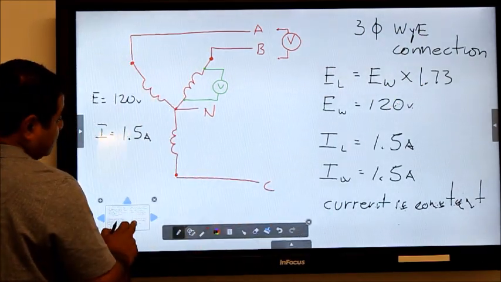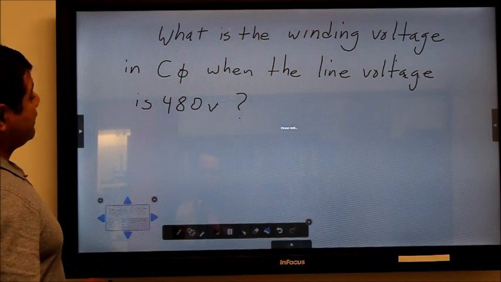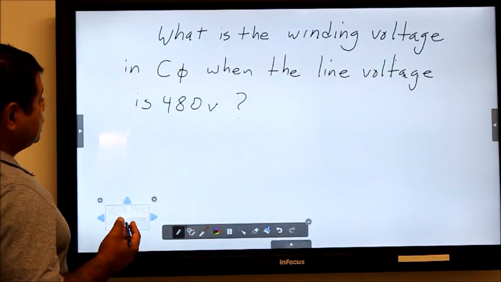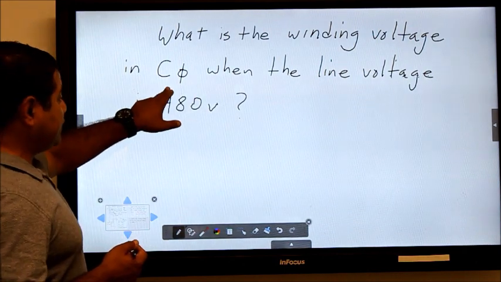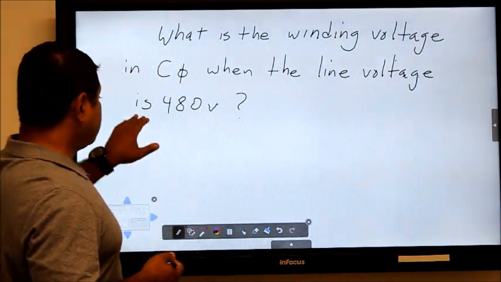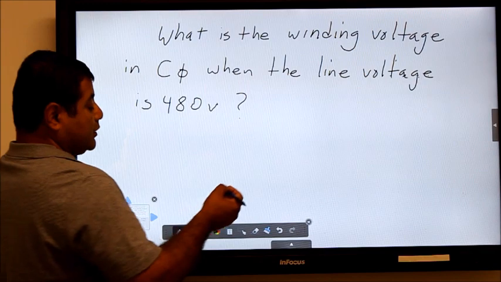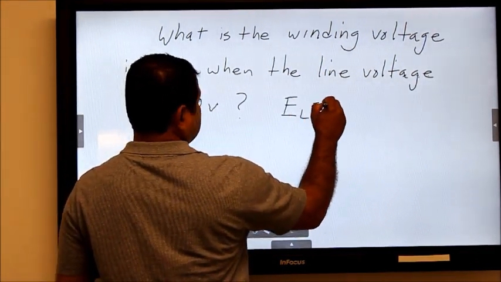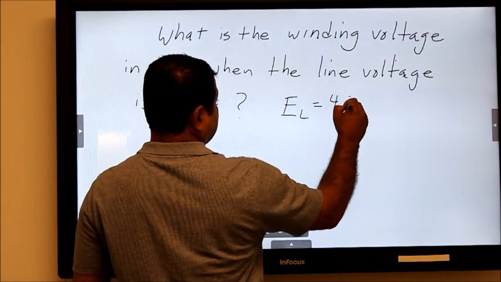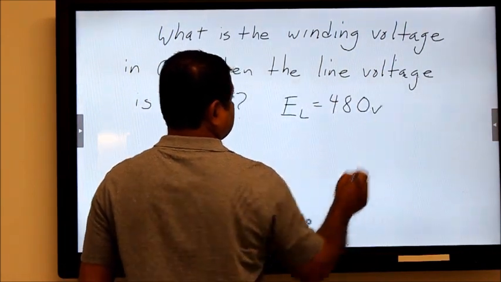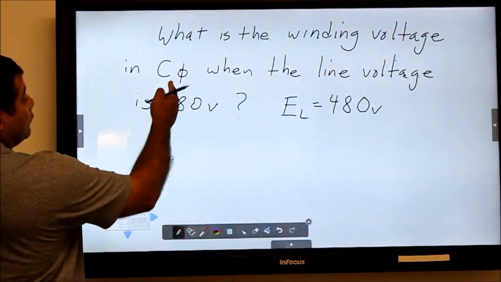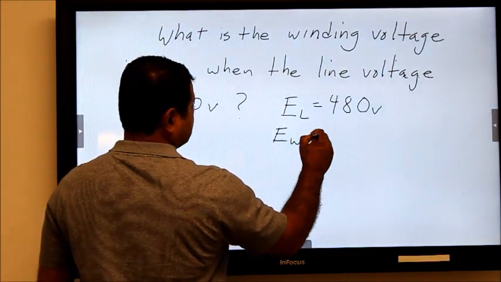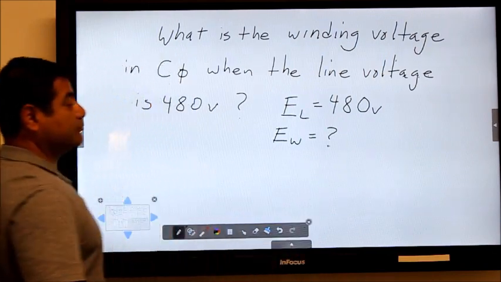So now let's look at a problem. It says, what is the winding voltage in C phase when the line voltage is 480 volts? So they give us the line voltage: 480 volts. And I want to know the voltage in C phase. So that's my winding voltage. I don't know that.